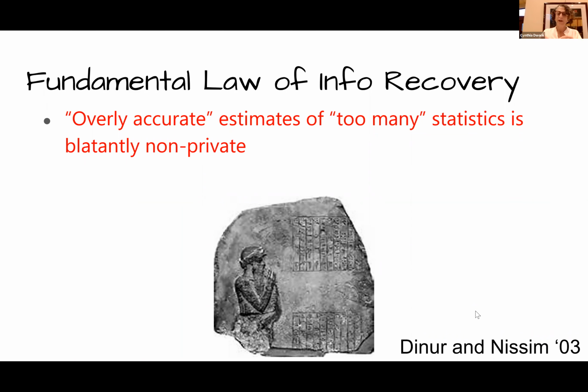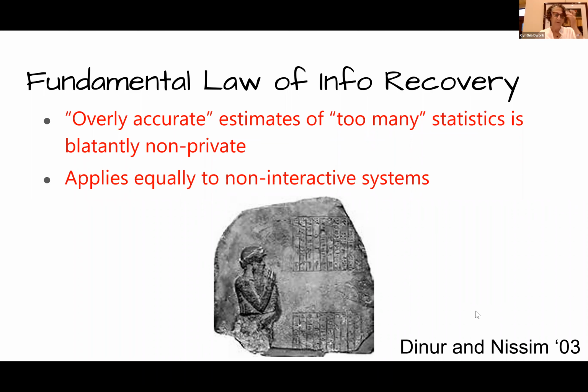If you want to only ask a small number of statistics, you can answer them with very high accuracy. But if you want to provide many statistics, as in the case of the census data, then to avoid being overly accurate, you have to degrade the accuracy. And this is the theorem. This is a fundamental law. There's no magic that can make this go away. Okay. So as I said, this is independent of the protocol for getting one's hands on these estimates, and so it applies equally to non-interactive systems.